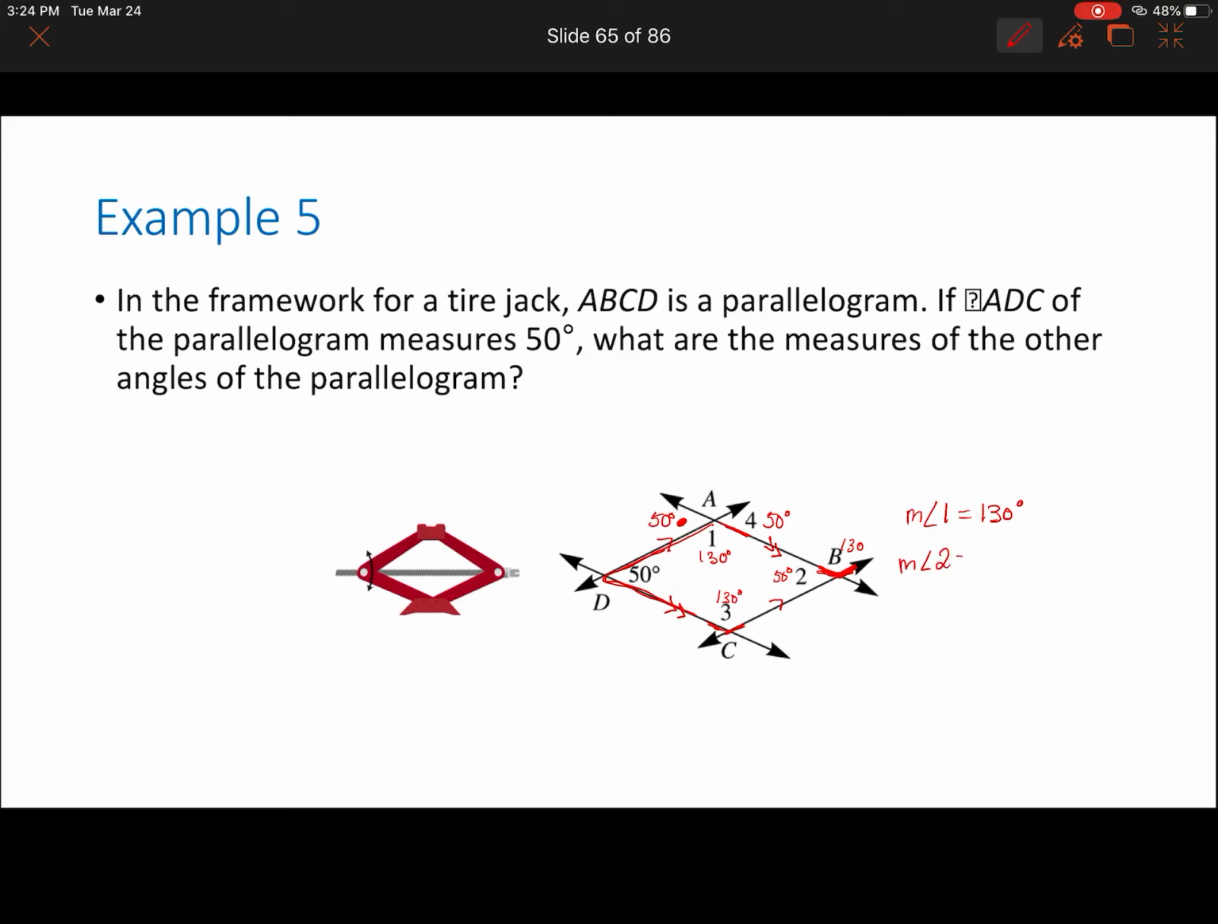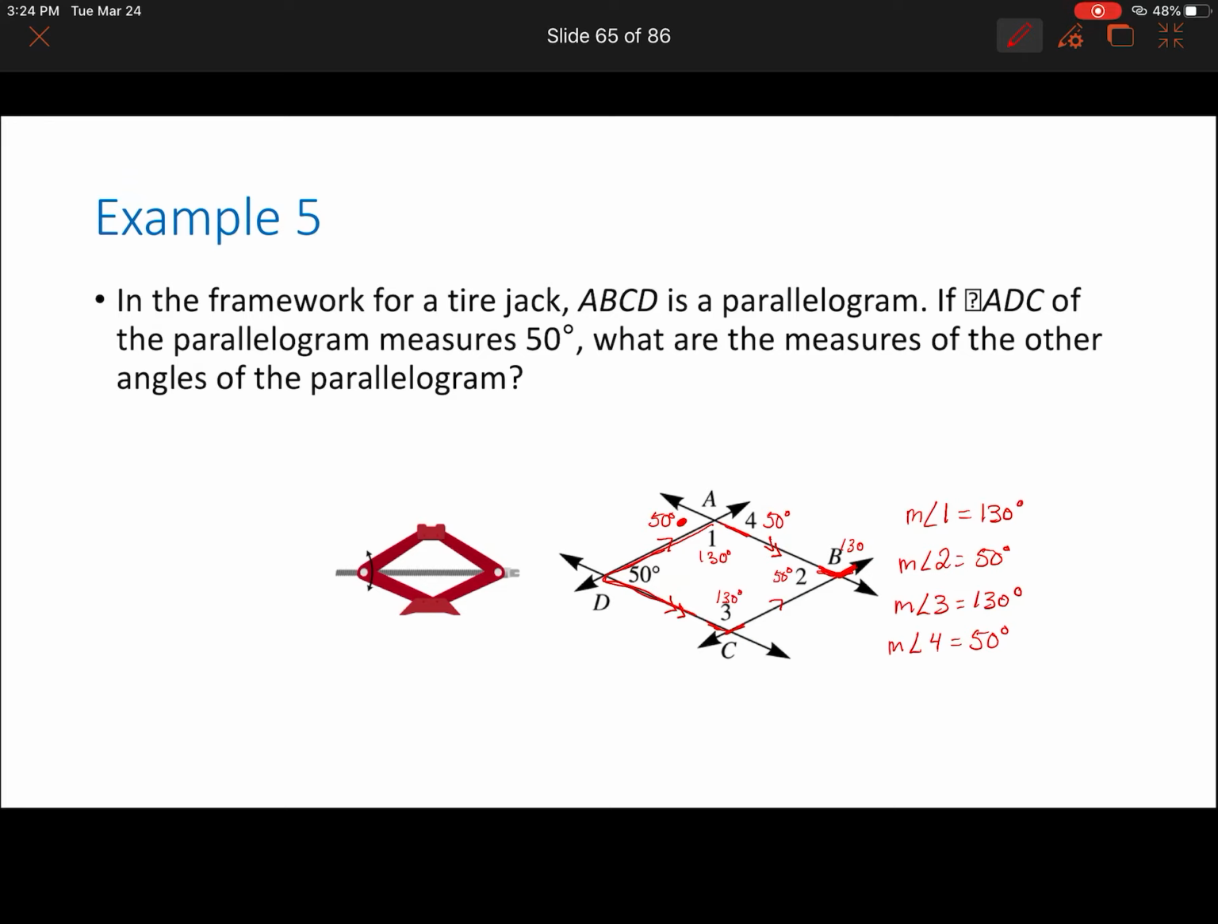So the measure of angle 1, we just said, is 130 degrees. And the measure of angle 2, we said, is 50 degrees. And the measure of angle 3 is also 130 degrees. And then the measure of angle 4, which was one of the first ones we found, is 50 degrees. And so when we say the measure of angle whatever, we use this lowercase m and then an angle sign, and then we name the angle.